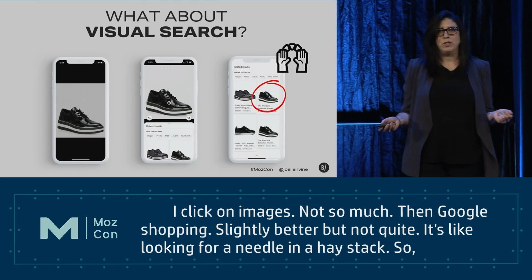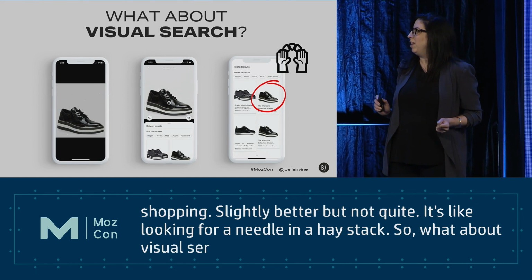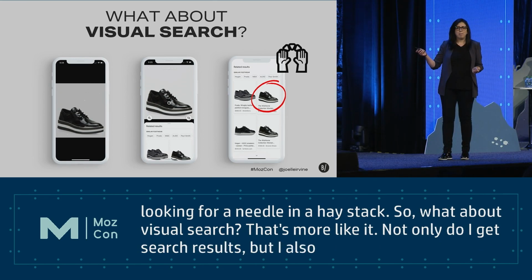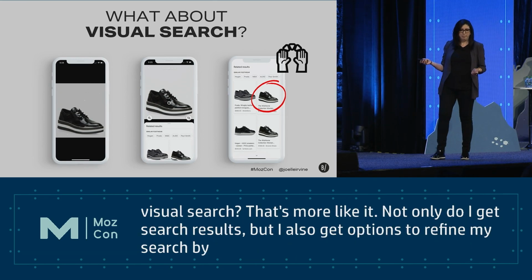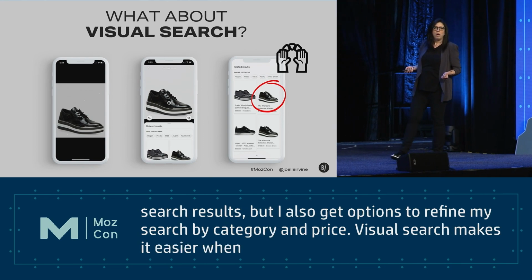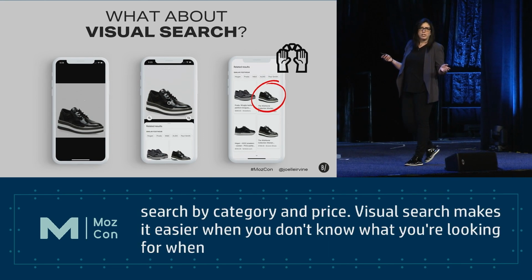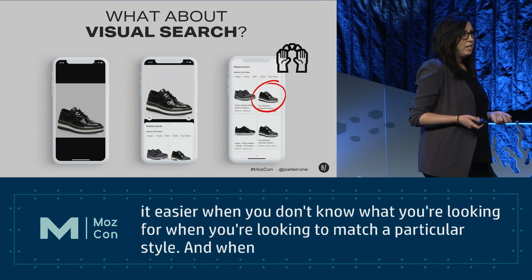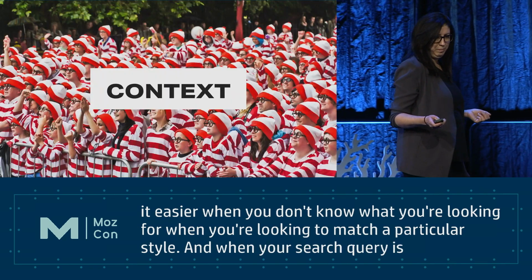So what about visual search? Well, that's more like it. Not only do I get search results, but I also get options to refine my search by category and price. Visual search makes it easier when you don't know what you're looking for, when you're looking to match a particular style, and when your search query is way too long and complicated.